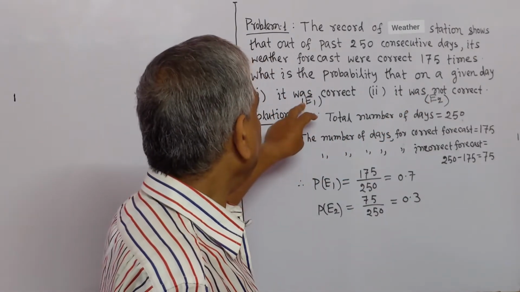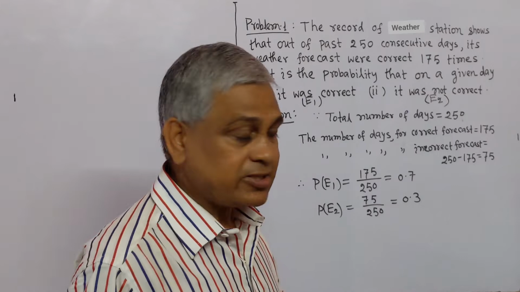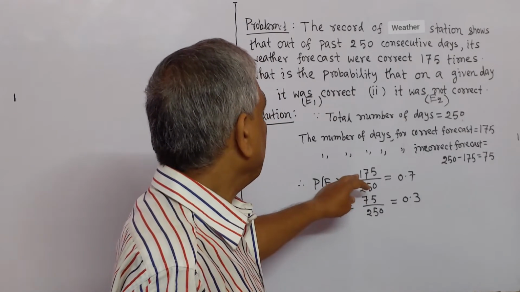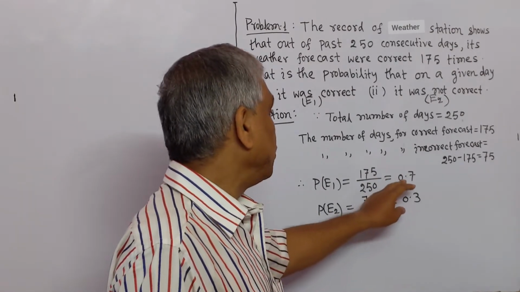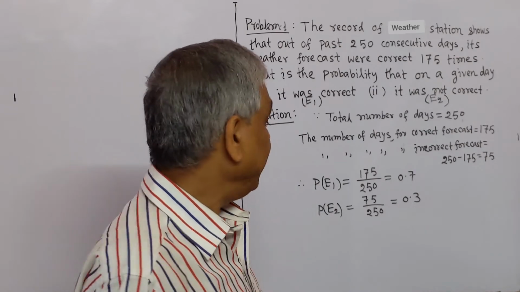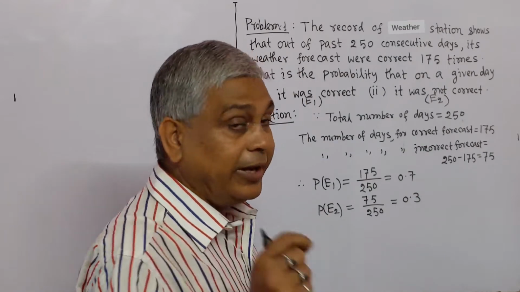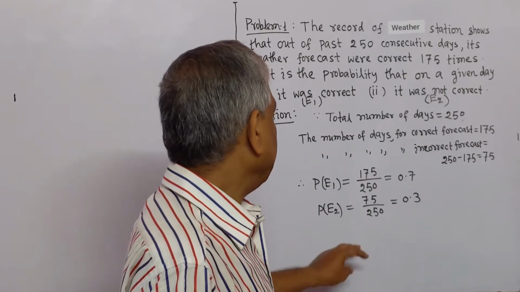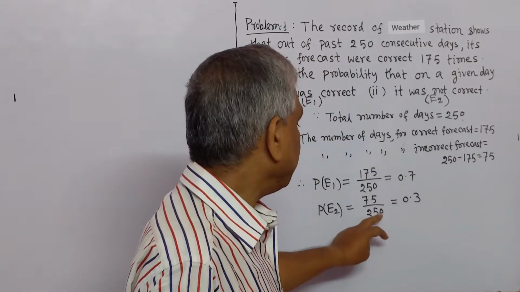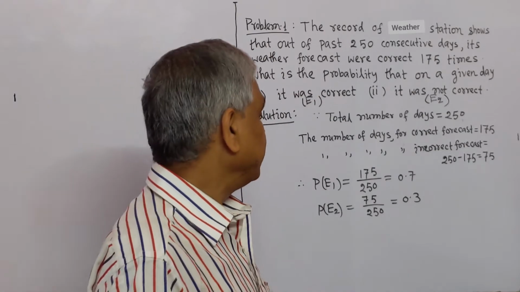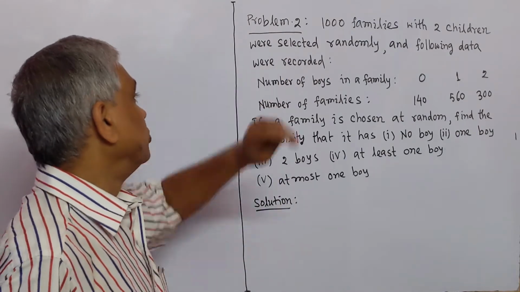Therefore, probability of E1, meaning probability for correct forecast, equals 175 by 250, that is equal to 0.7, and probability of E2 for incorrect forecast, number of days for incorrect forecast is 75 by total number of days 250, that is equal to 0.3. Now we solve problem number 2.